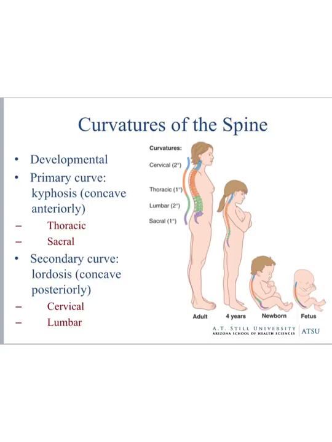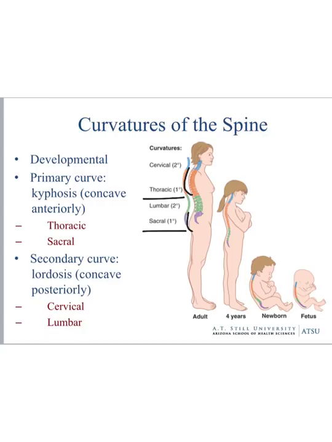When the vertebrae are stacked on top of one another in an adult spine, you can see there are 2 types of curves, a kyphotic curve and a lordotic curve. The kyphotic curves, or kyphosis, are what we term our primary curves. These are both found in the thoracic and sacral regions. Notice that they are convex posteriorly.